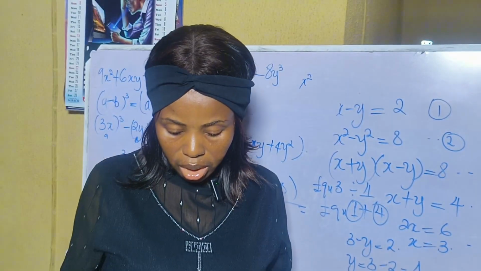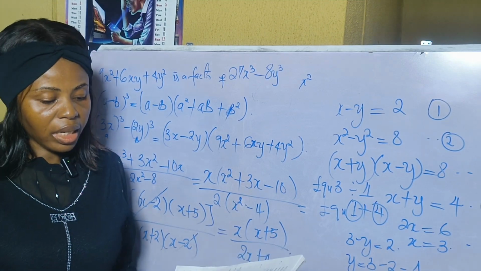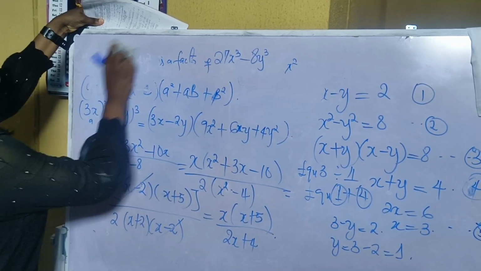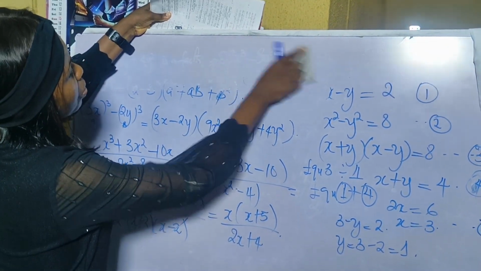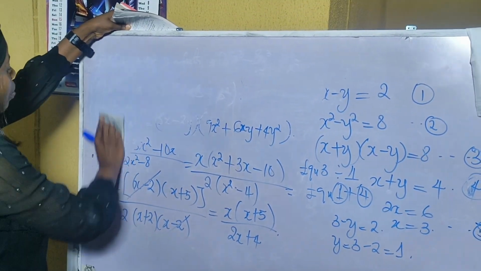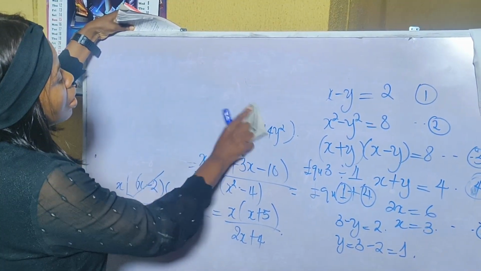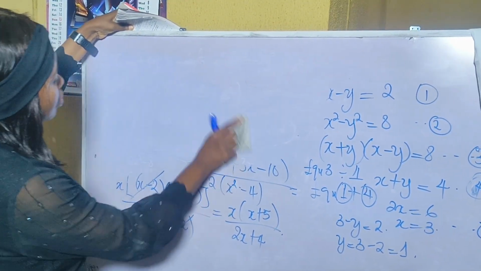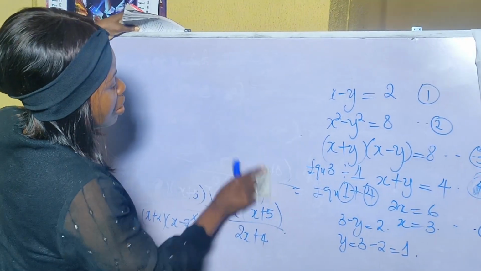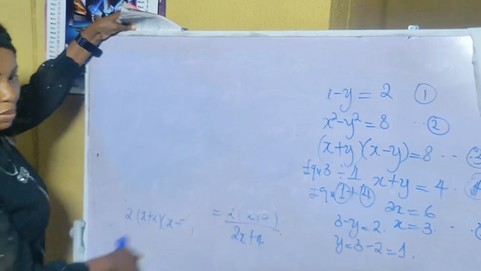Next, let's look at this next question on variation. If y varies directly, so let's look at this problem in proportion, so that we can wrap up this session. Look at the time we usually spend cleaning this board. It may be up to 2 minutes.